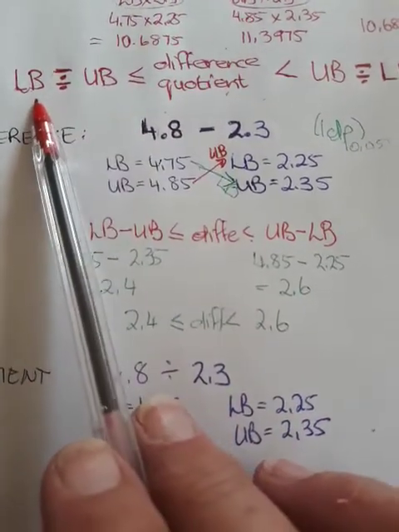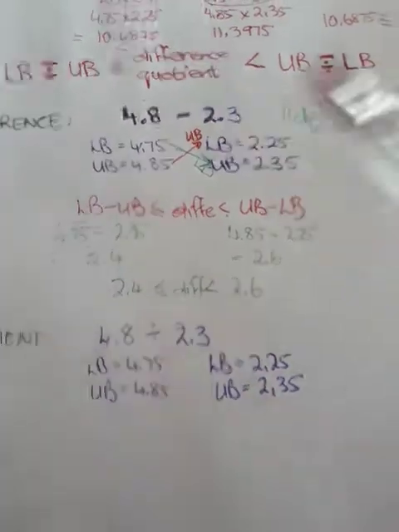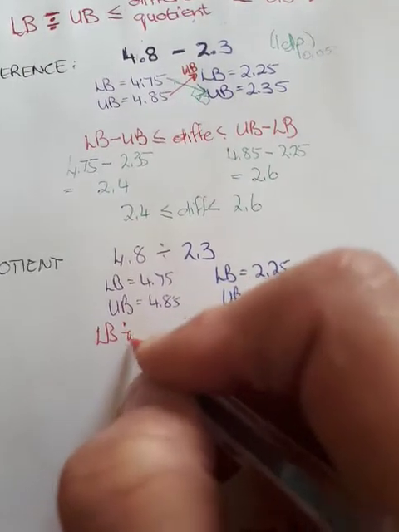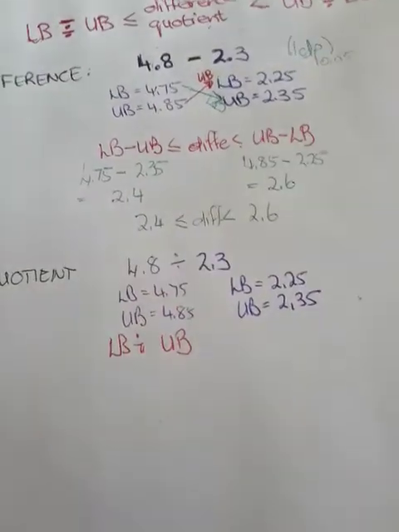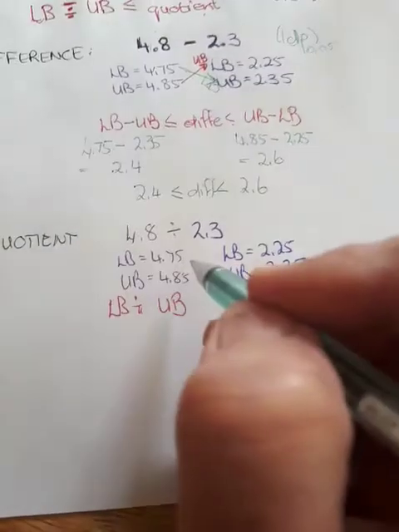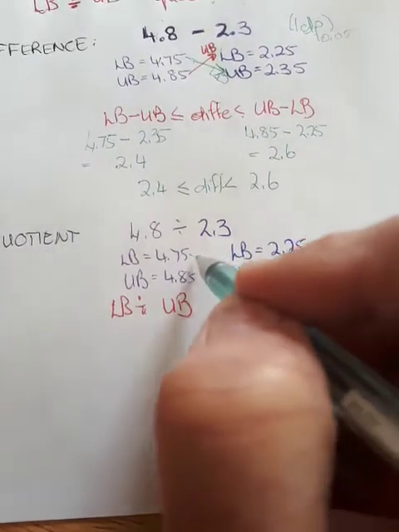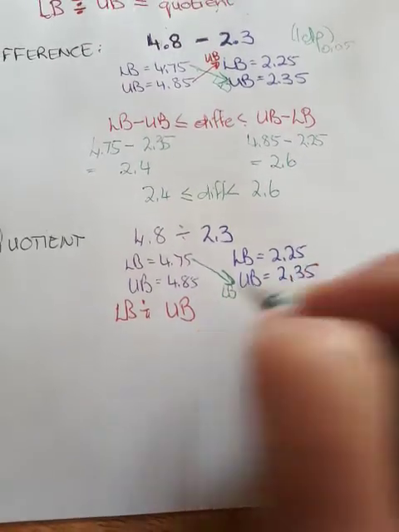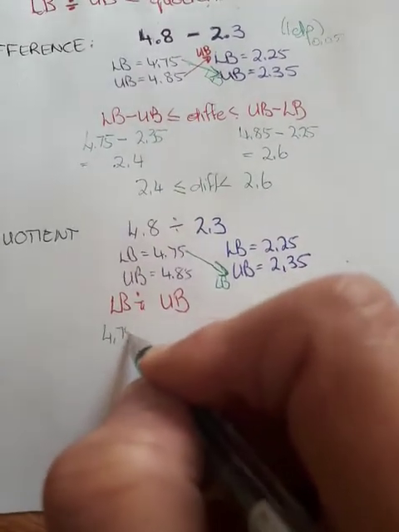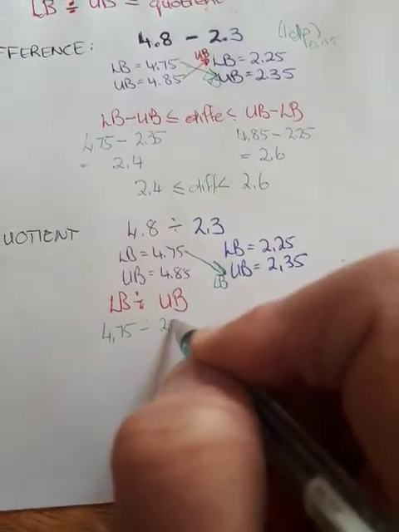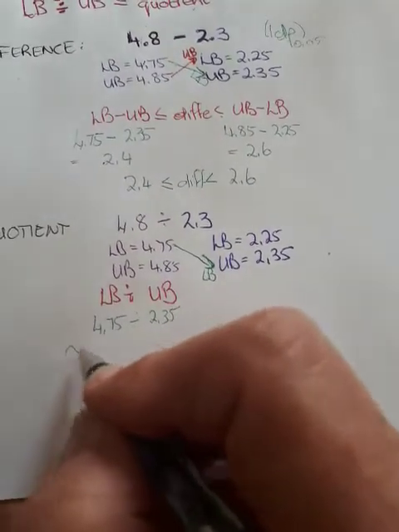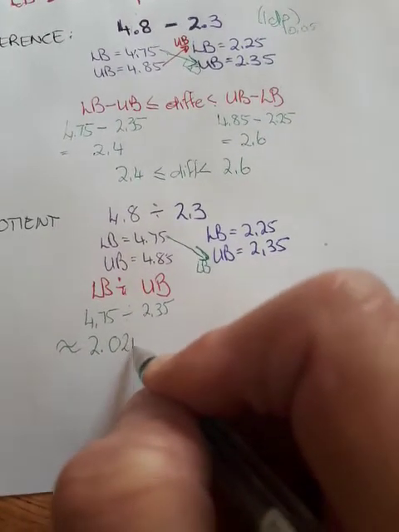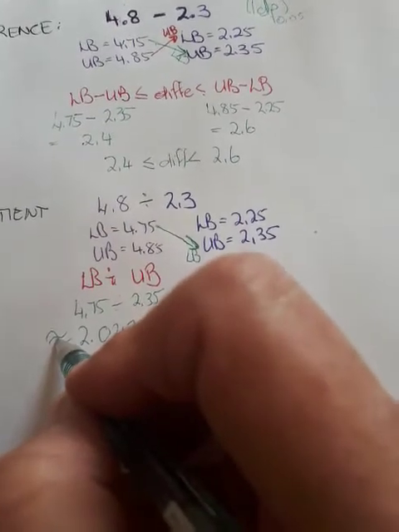Now for calculating the quotient, the lower bound is calculated by the lower bound divided by the upper bound. If we take the lower bound divided by the upper bound, it's over cross, giving me the lower bound. So 4.75 divided by 2.35 gives an approximated number of 2.0212. It is a rounded number.